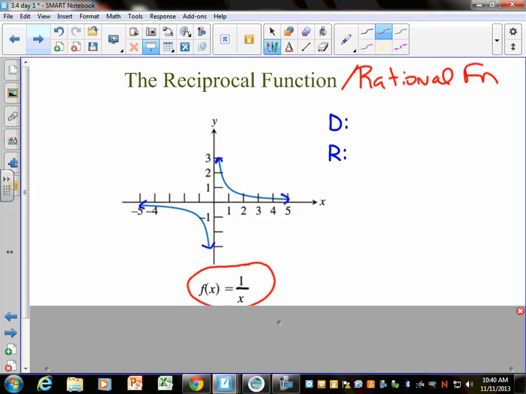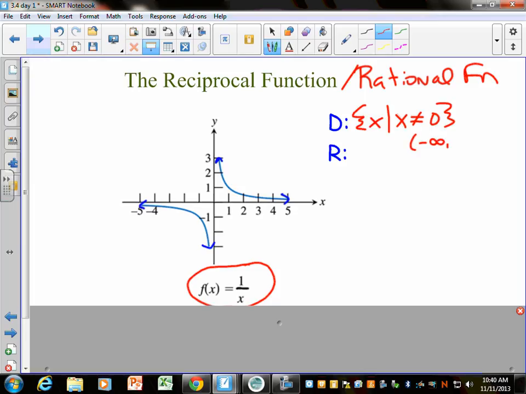And again, I don't care if you write interval or set notation. Set notation isn't bad on this one. I'll do it both ways. Set notation, we'd say x such that x is everything but 0. And a nice math way of writing that is saying x cannot equal 0. Or interval notation, you'd say negative infinity to 0, and then 0 to infinity.